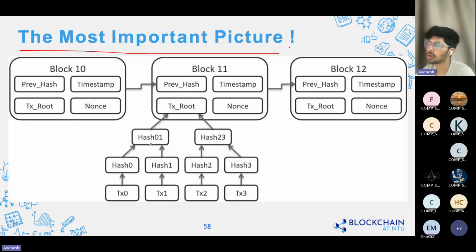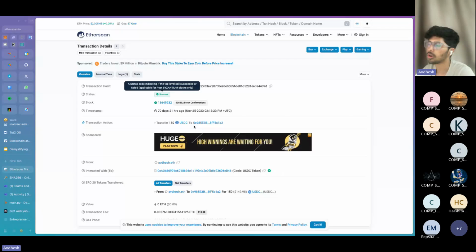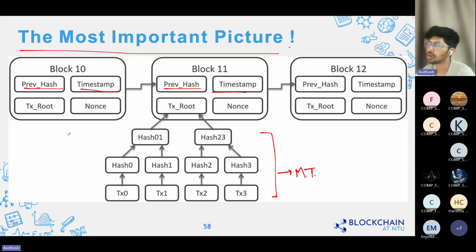So this whole thing is the Merkle tree that we just discussed, and this block, as I said, contains a previous hash and a timestamp as well, as we discovered here. More or less this picture, even though Bitcoin and Ethereum are very different, in this context all the similarities are the same. So Ethereum was developed from where Bitcoin ended.